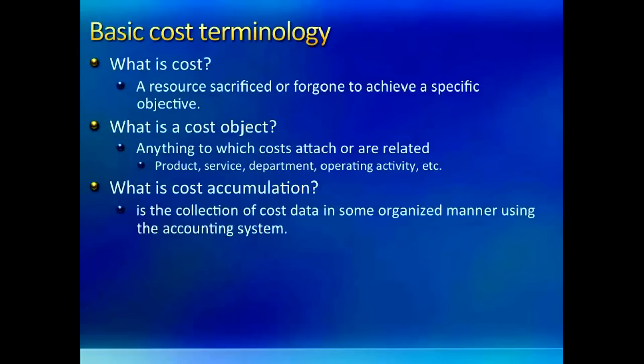Cost accumulation is collection of all types of cost for any cost object. For example, cost of making a pizza might include several types of raw materials plus labor plus rent of the store, cost of utilities, repairs, insurance, depreciation, etc. Putting together all these costs is cost accumulation for a specific cost object, in our case, pizza.